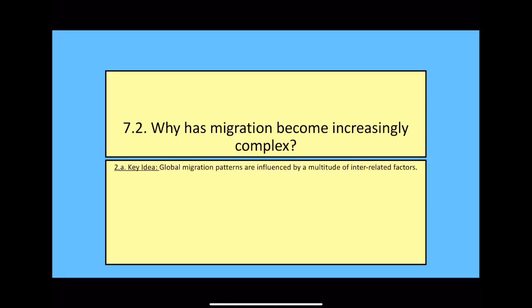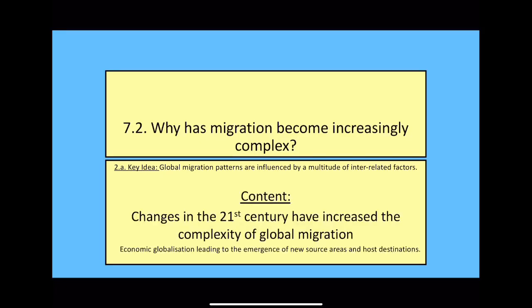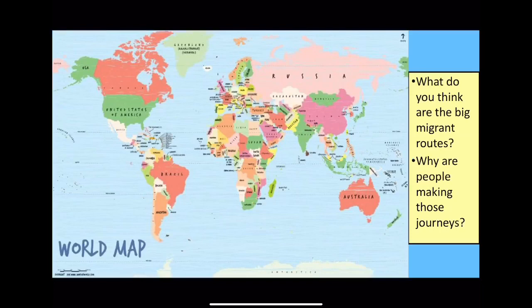Okay, so key ideas are that global migration patterns are influenced by a multitude of interrelated factors, and we're going to look at what those factors are, why people are moving. A process referred to as economic globalization is leading to new sources and new host countries. What that really means is globalization is the interconnection of different countries through things like internet and air travel and all of this type of thing. And so this is what's meaning that new countries are becoming wealthy, and therefore people are moving from and to different countries.